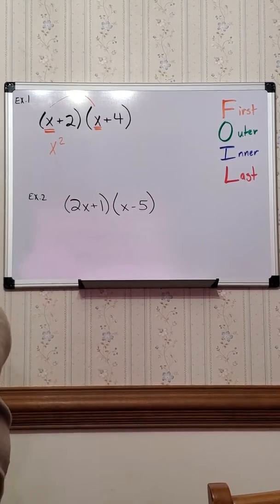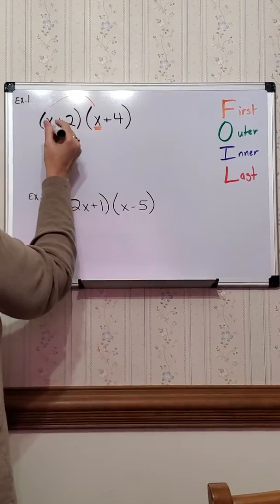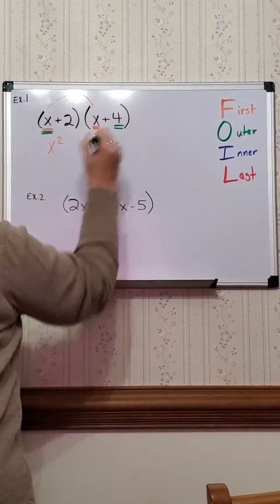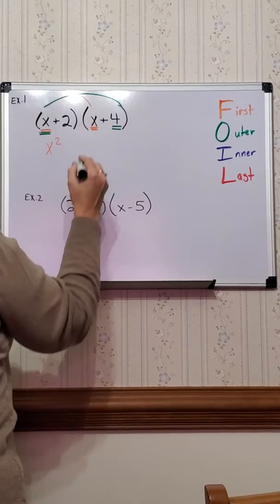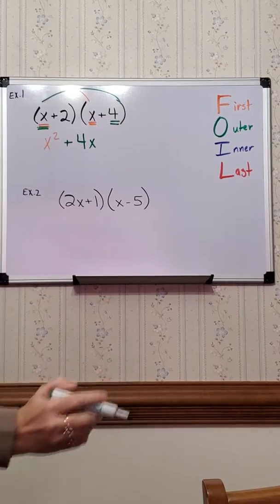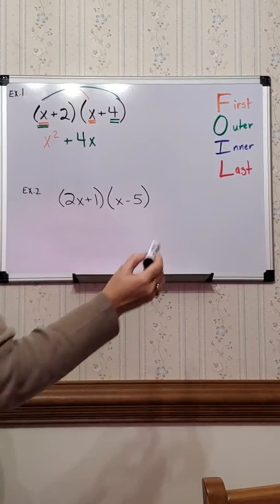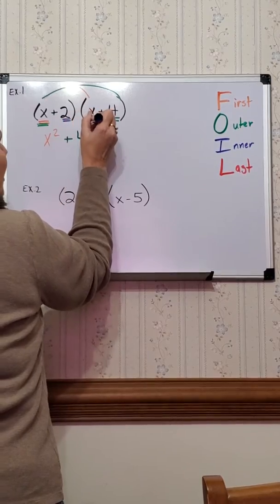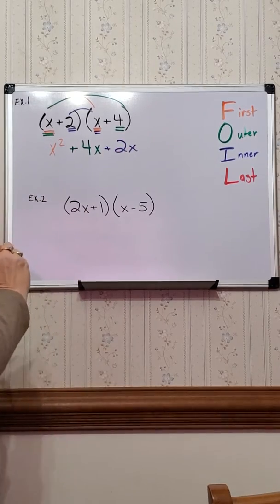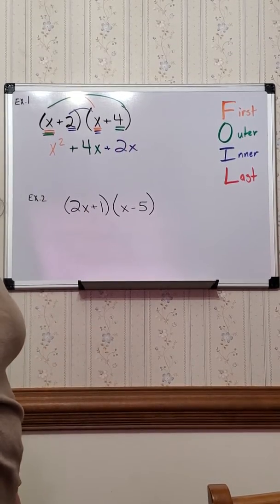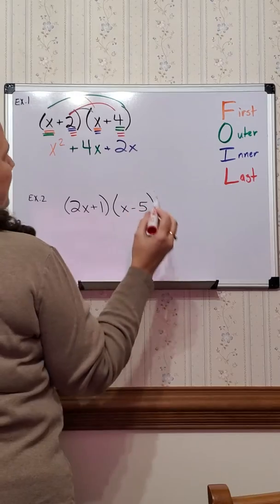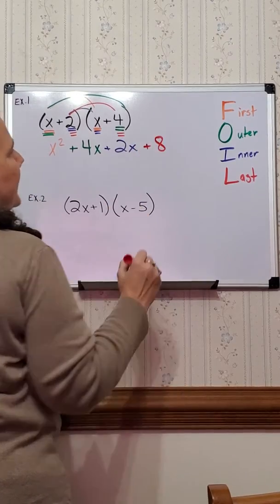Then we go to outer. When we talk about outer, that's the ones that are on the outside of the problem. So this one and this one are on the outside. So when I go ahead and multiply those, 4 times x is going to give me 4x. Then the I stands for inner. That's the 2 that are on the inside. So 2 times x is going to give me 2x. Then L stands for last. That's the last one here and the last one there. So 2 times 4 is 8.